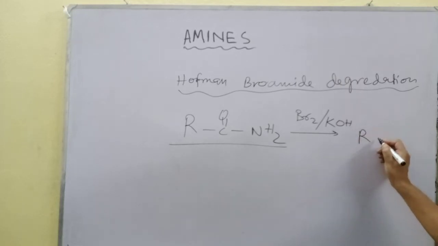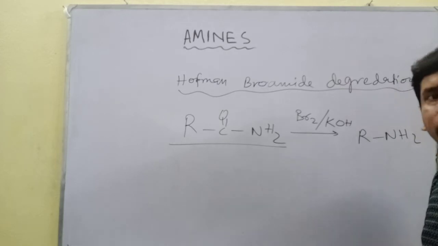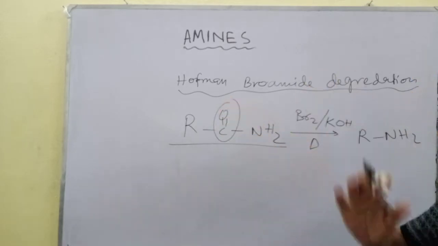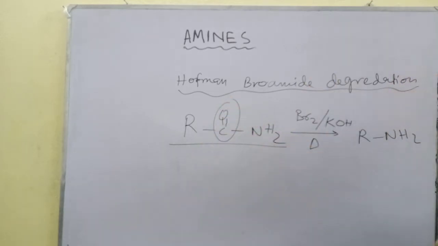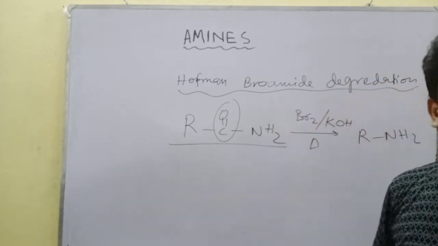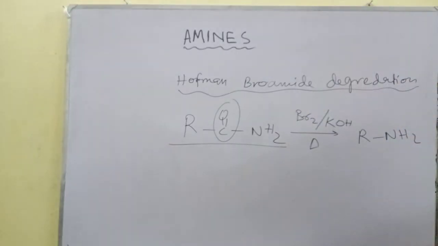We will get RNH2. Whenever we use bromine in KOH with heat, this portion will be removed and RNH2 will be there. This is a very important reaction, the Hofmann bromamide degradation reaction, or Hofmann degradation reaction. In this way we can prepare a primary amine.